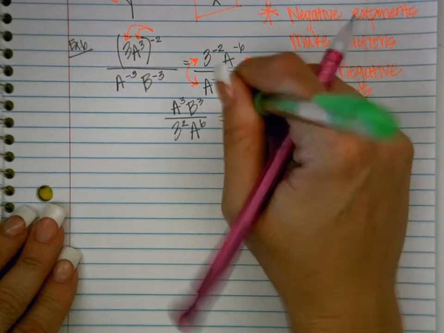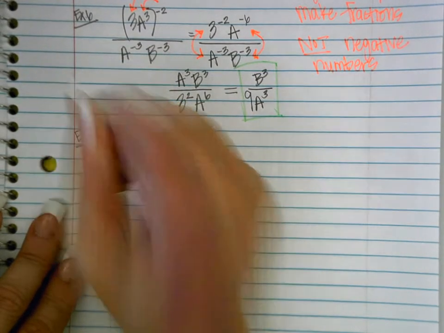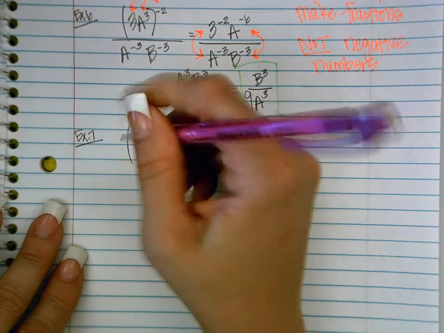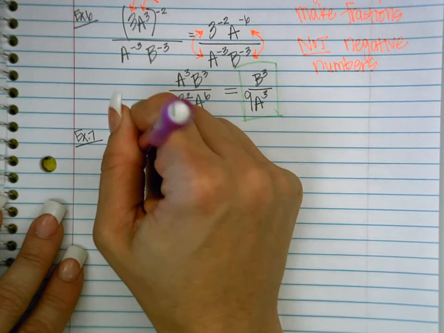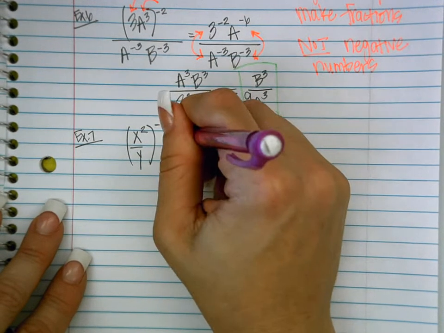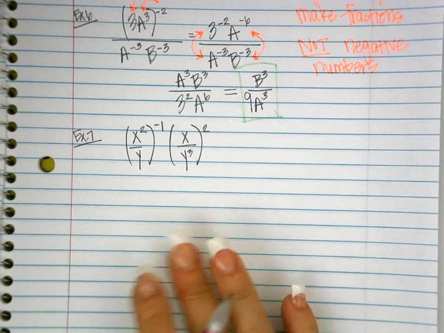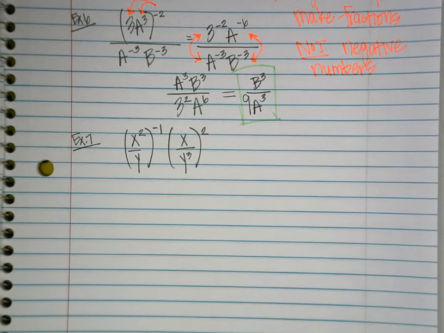Any questions on how I did that? Not too bad. I've got 2 more, and then we'll be done. Number 7. Okay, number 7. I would like you to simplify x squared over y raised to the negative 1 power multiplied by x over y cubed squared. So make sure you look really closely, because a lot of times it's really easy to kind of mix up those numbers.